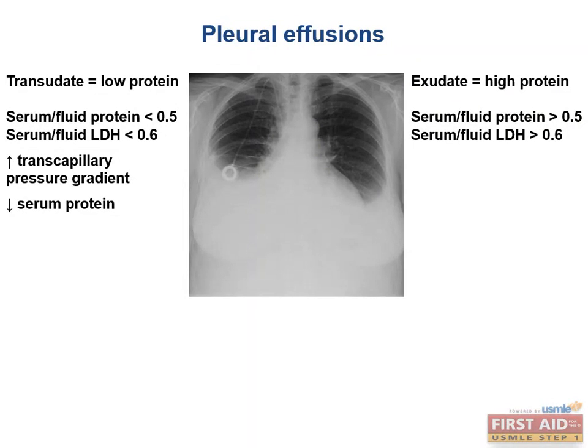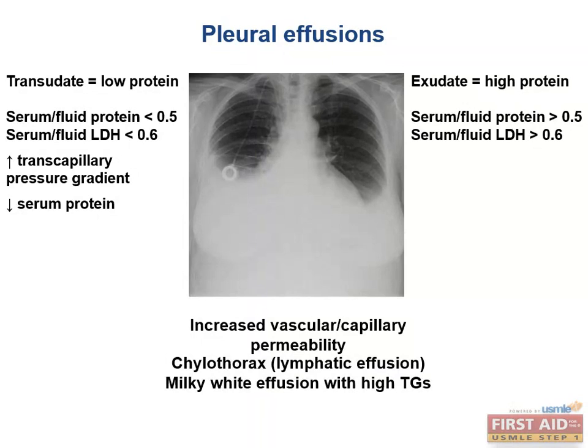What drives exudative pulmonary effusions? They occur as a result of processes that affect vascular or capillary permeability, such as malignancy, pneumonia, trauma, and collagen vascular disease. Exudative effusions typically need to be drained due to their increased risk of infection and empyema formation.